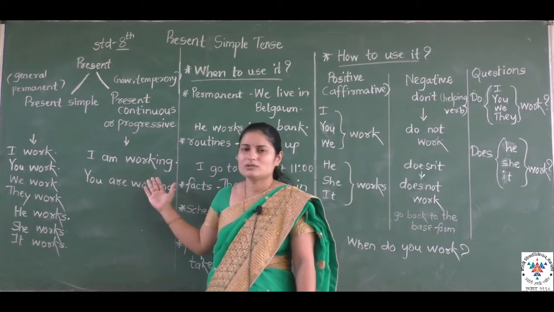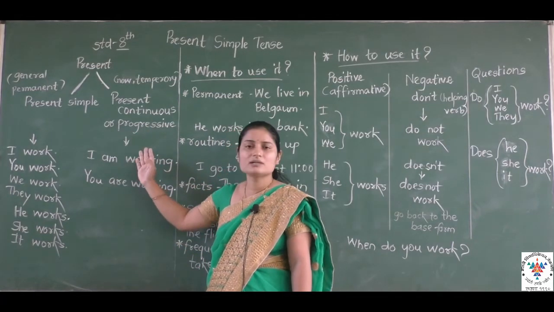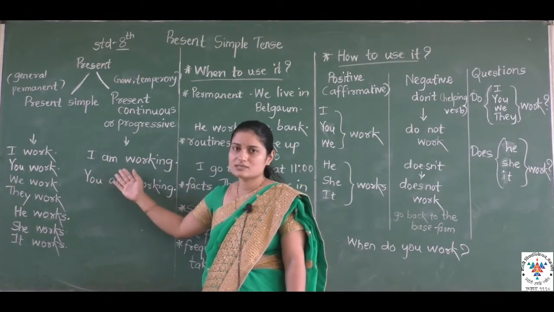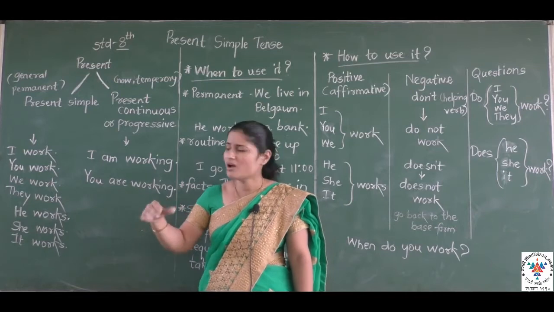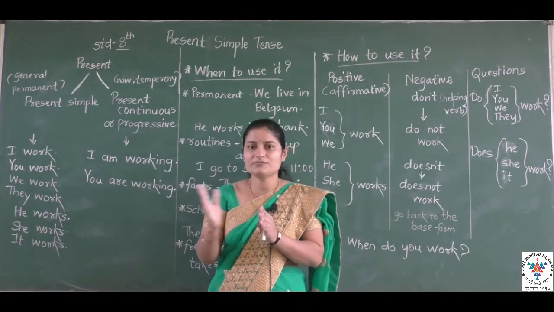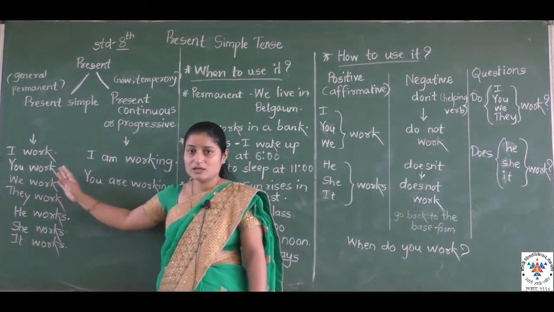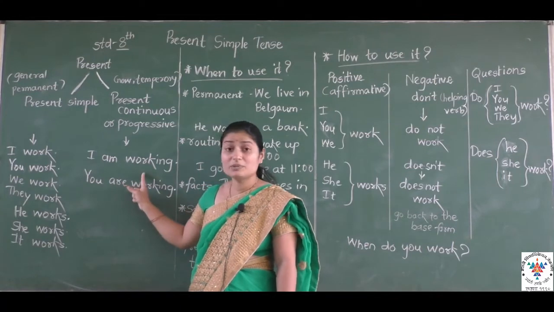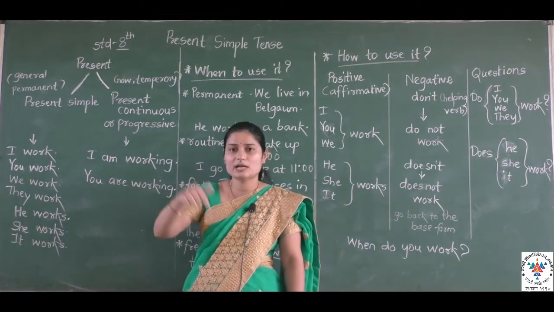If you quickly take a look at the present progressive or present continuous tense, here there are some changes. I am working. I am working. Why have I given you these two examples? So that you can understand the difference between the two. Here it is I work, but here it becomes I am working, because my action is going on at that moment.